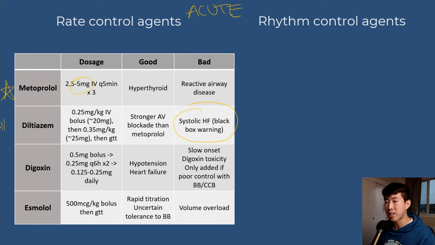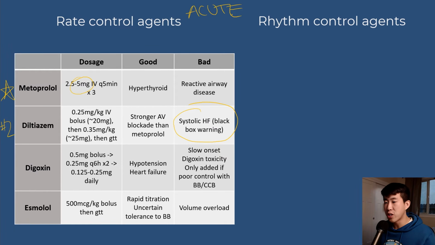So diltiazem is kind of my number 2 pick, at least for me. This is really institution dependent, but it has a little bit more of a drop in blood pressure sometimes. It's stronger than metoprolol, and then also it can worsen heart failure if your patient has heart failure. So those are some reasons that you might avoid it. But you'll see this very commonly used in the ED because they like to just hit them hard, and it's very effective.